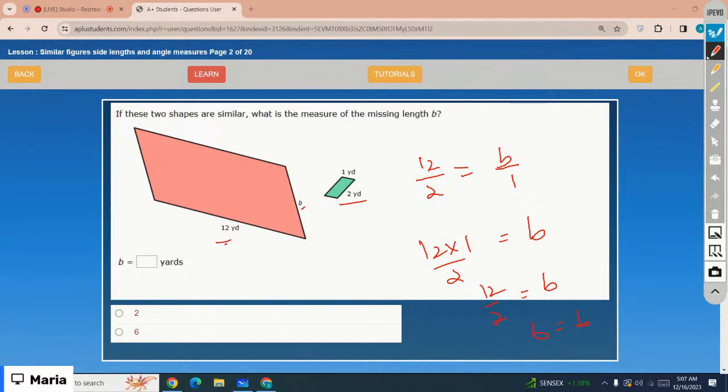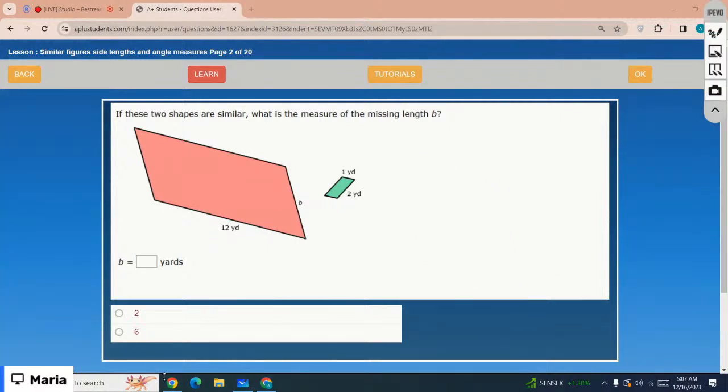Got it? The missing side length is 6. Just form the proportions between the similar sides, equate them, and then solve for the missing variable, that is 6.